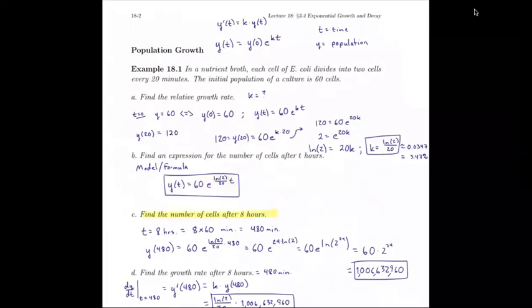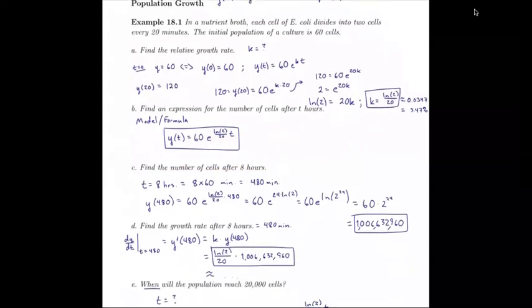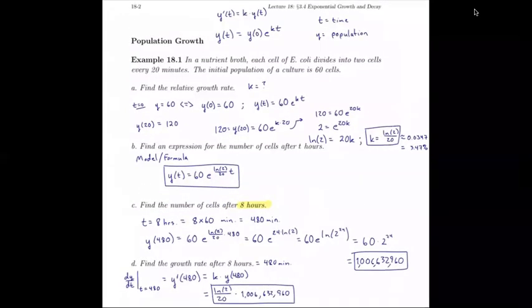Find the number of cells after 8 hours. Well, 8 hours, remember our time was in minutes. So we have to be careful here. We have to convert hours to minutes. Don't put the wrong unit of time in here. Once you set this model up, this model takes time in minutes, not hours.